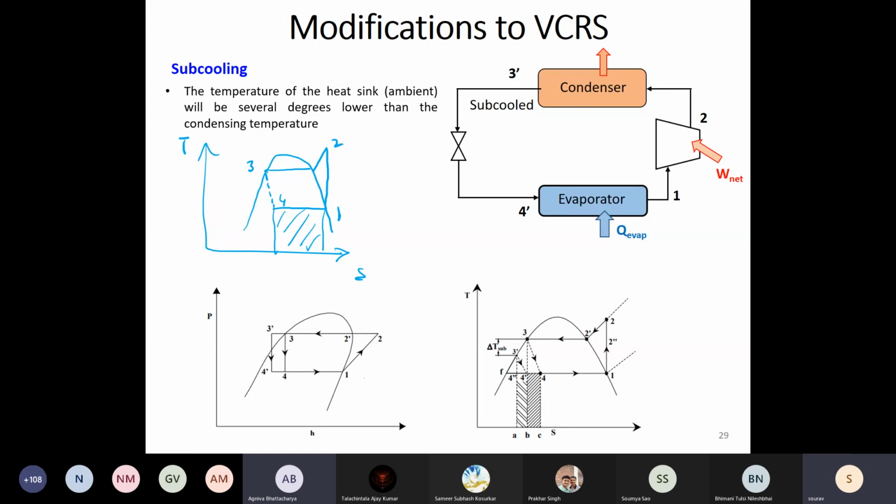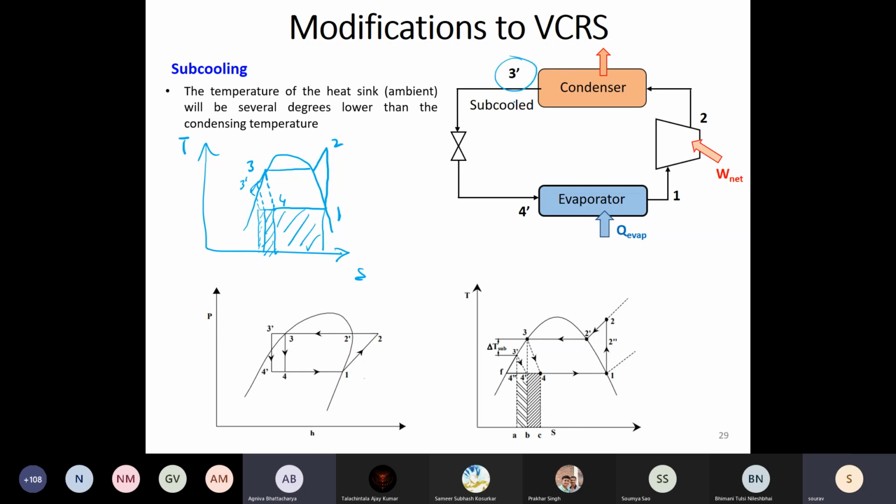Now, suppose instead of expanding from point 3, I am able to expand from this point. Let's call this 3 dash. Then I would be able to gain some additional cooling effect. Furthermore, if I am able to subcool this, I would be gaining even more. So what limits the temperature at point 3, or in this case 3 prime?